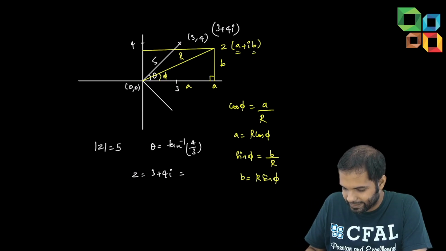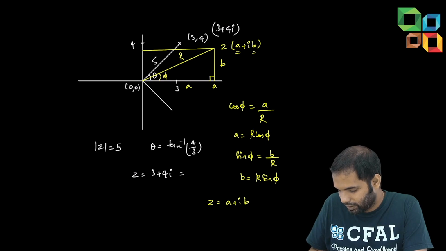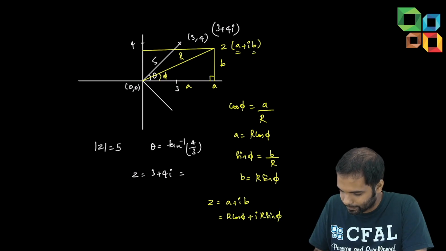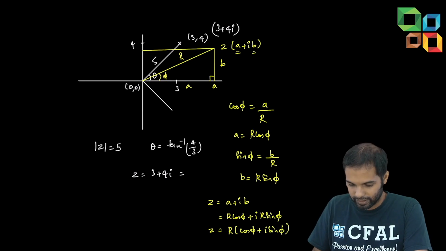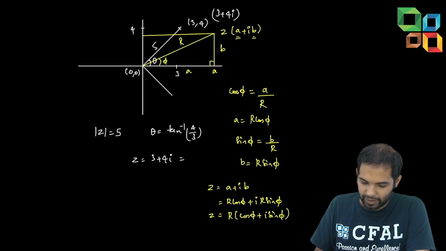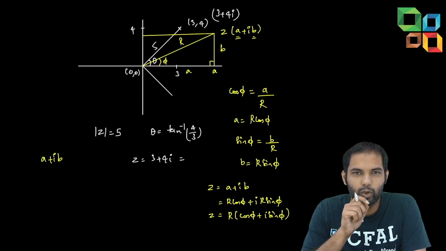Now, suppose I write it in the form of a complex number A plus IB. A is nothing but R cos phi. B is nothing but R sine phi. Can you see the new form what we are getting? The complex number is nothing but R times cos phi plus I sine phi. This is important. So what I'm telling you is, suppose you have a complex number, it can be either written as A plus IB. This is when you know what is A and B.